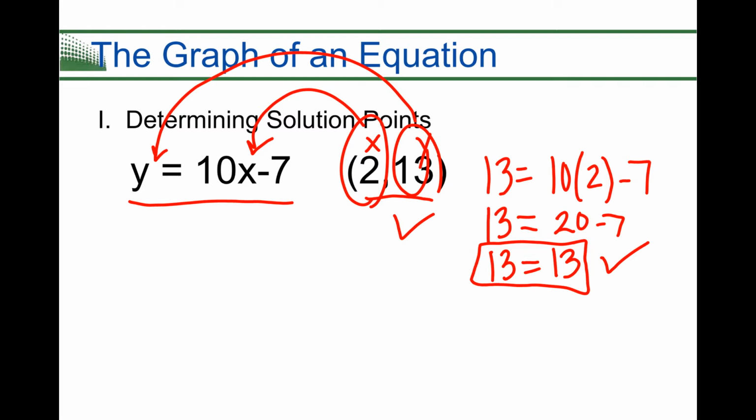If we had gotten a false statement, such as maybe 4 equal to 13, that is not true, so then we would say, no, it is not a solution to the equation. So in order to determine solution points, you're going to plug it in, do as much arithmetic as you can, and at the very end, see if you get a true statement.